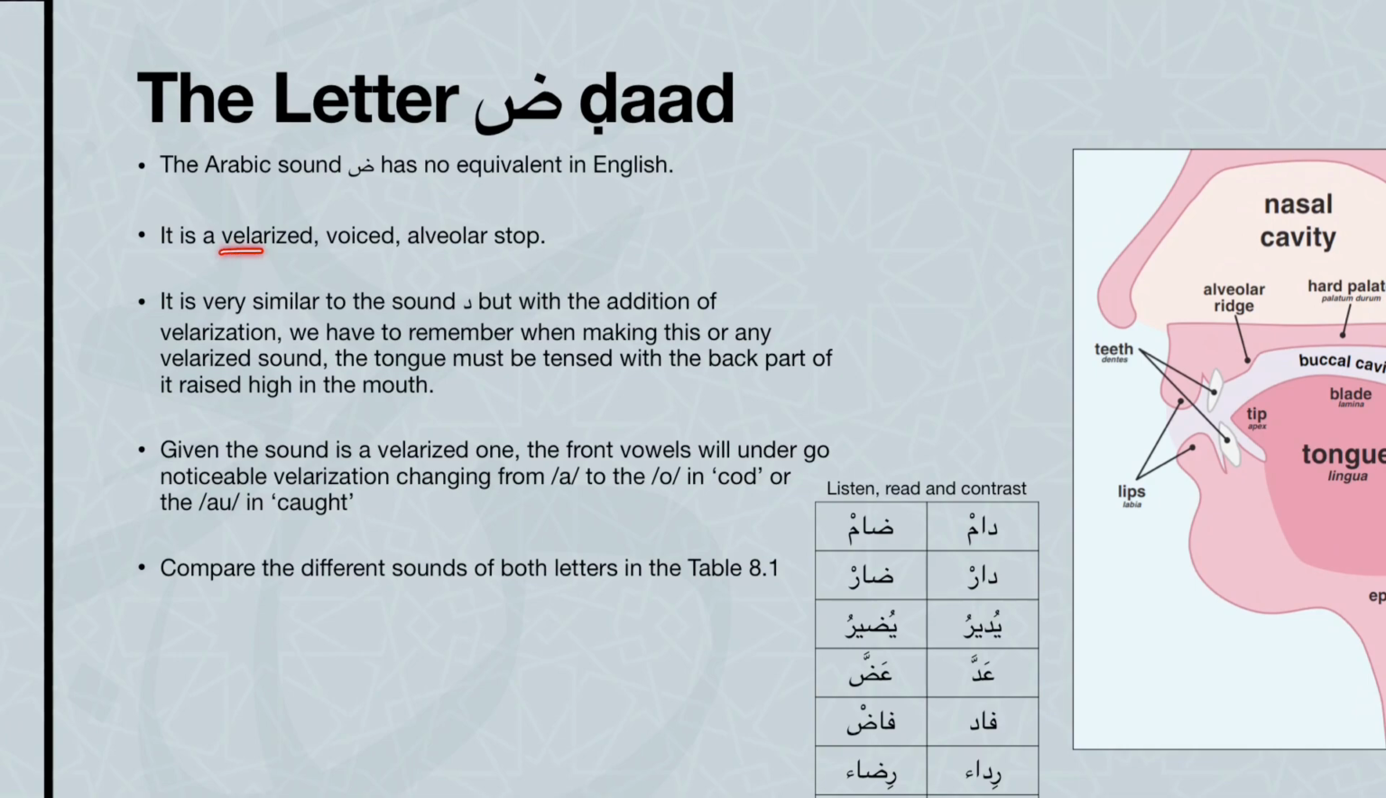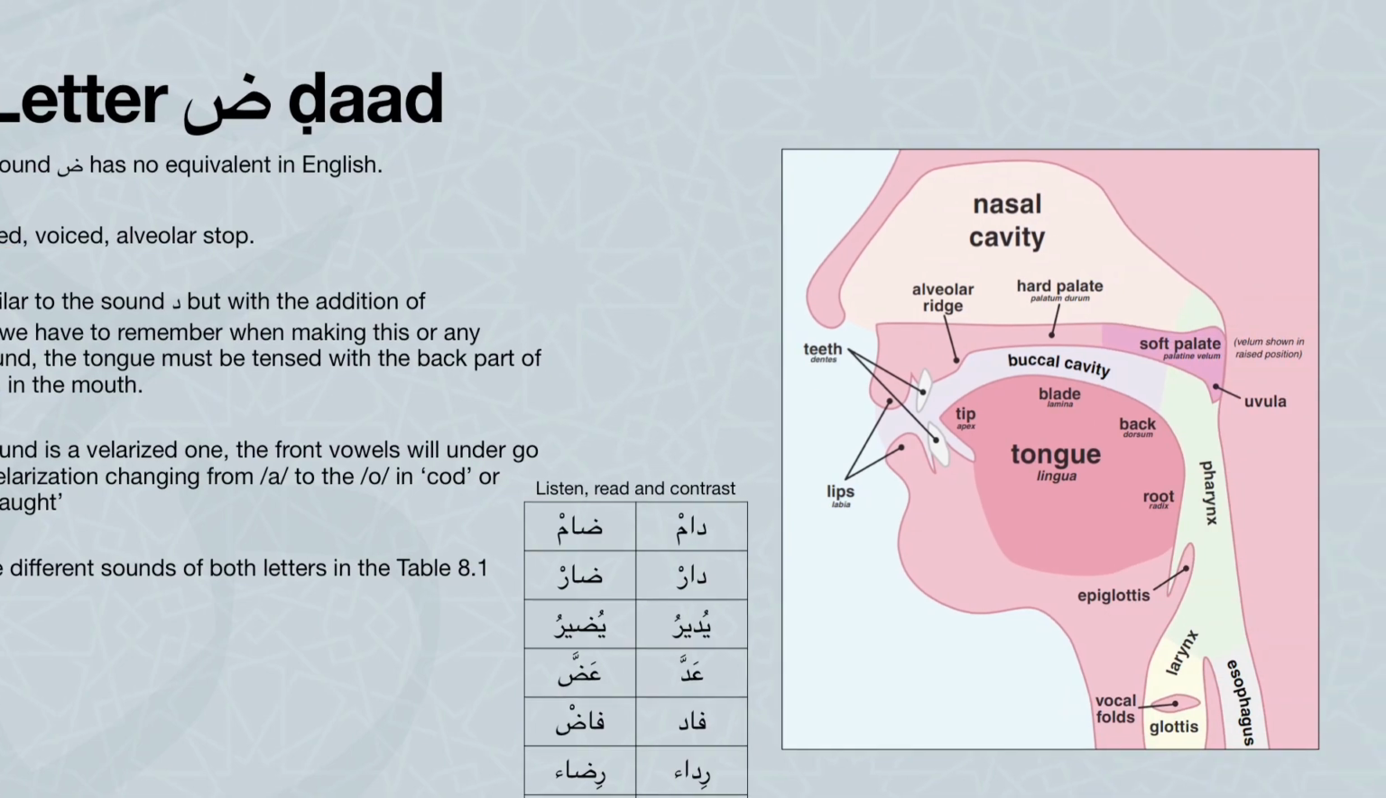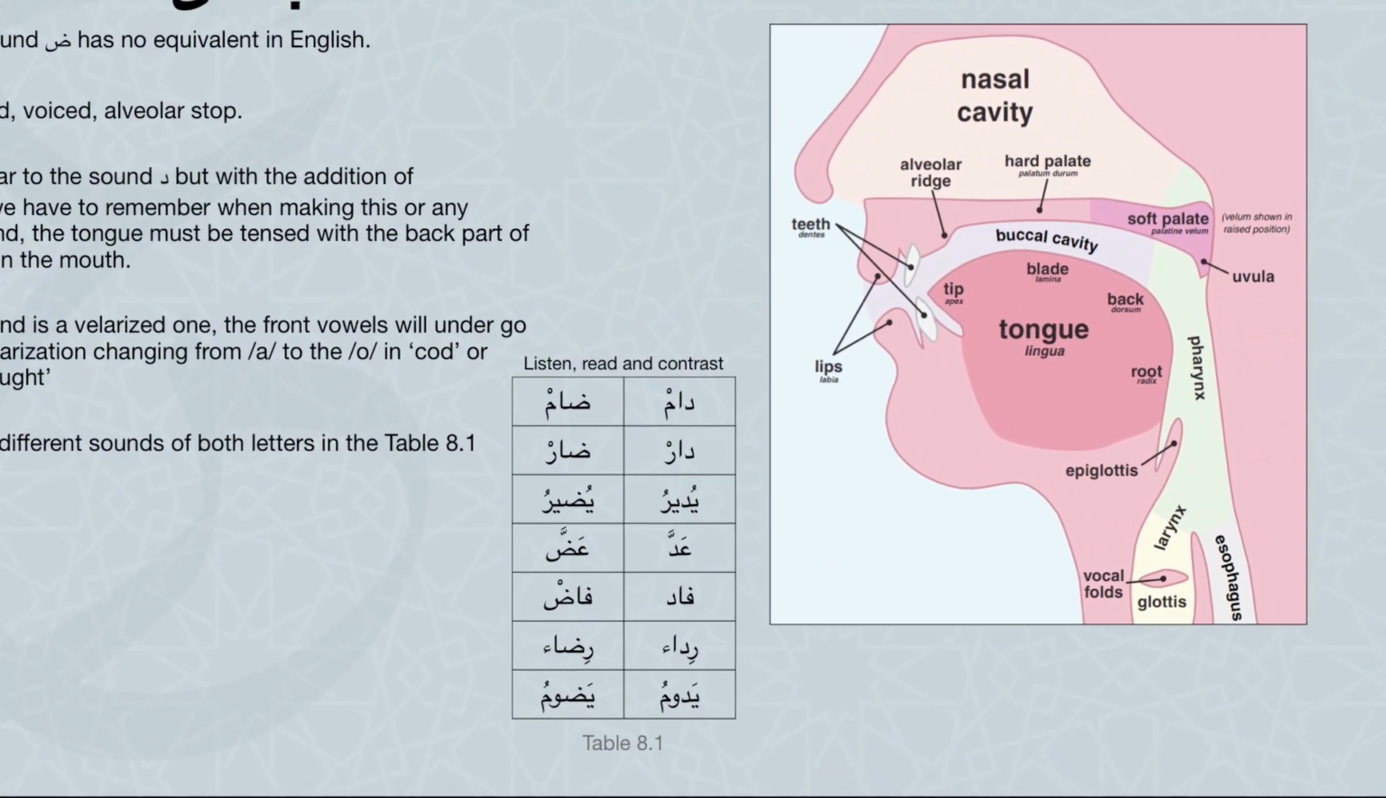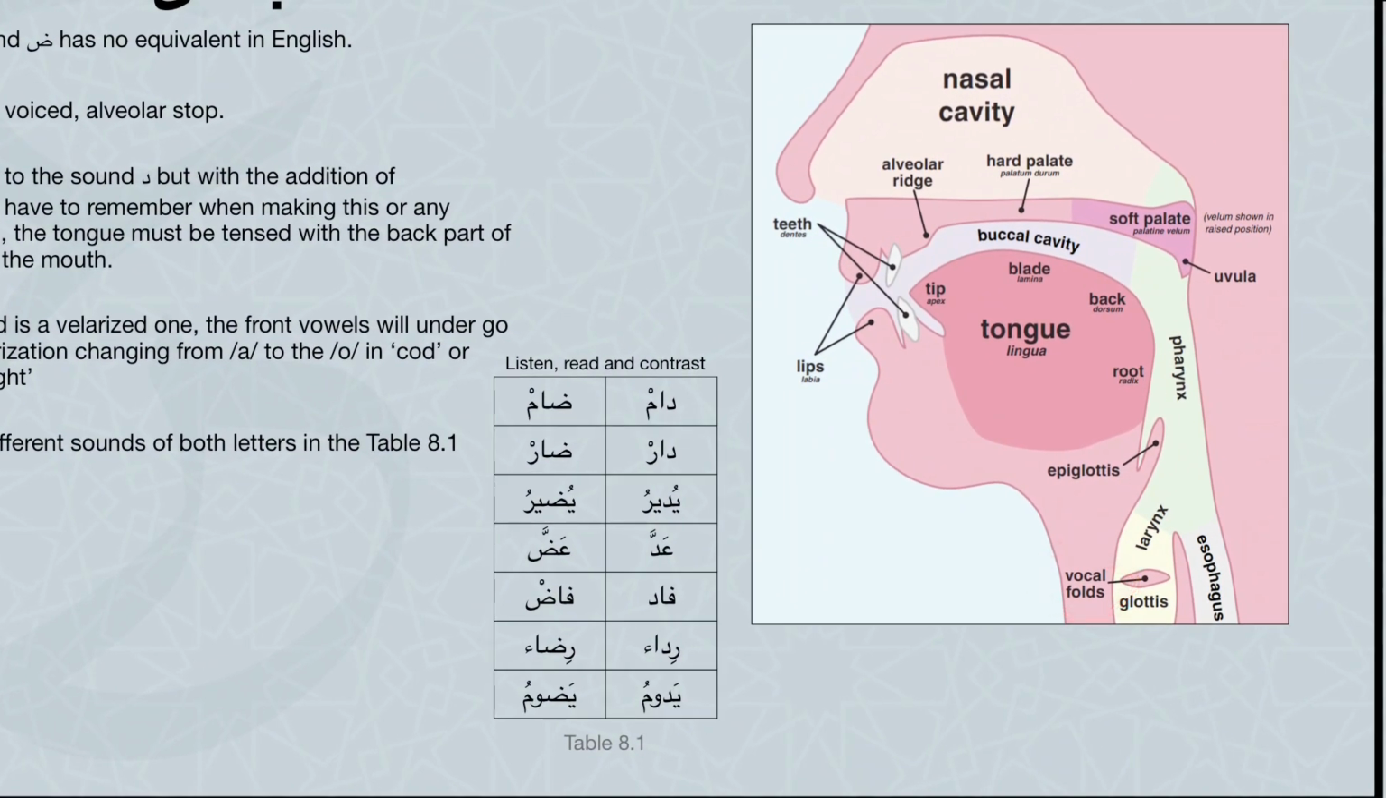It's a velarized. By the word velarized, we mean that it comes from this area, the velum, the back of your mouth, which is the fleshy part of your palate. We call it the velum. Voiced. So we know what voiced means by now. It's basically your vocal folds or your vocal cords vibrate when you're making the sound.